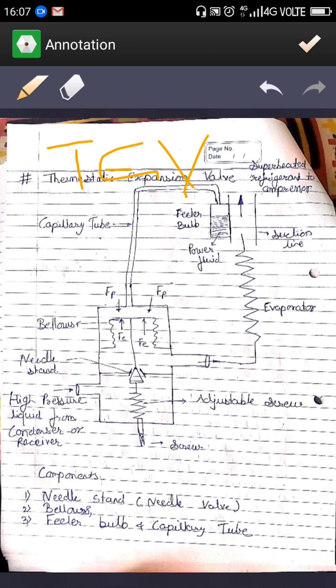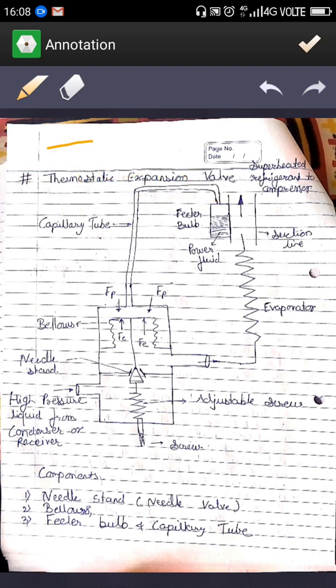TEV means thermal expansion valve. T for thermal, E for expansion and V for valve. This question is the important one. Many times they ask this question for 6 marks. So here you can see the diagram. The name itself states that thermal expansion valve directly depends on the temperature. Since the word thermal is used, using this temperature you are going to operate this expansion valve.